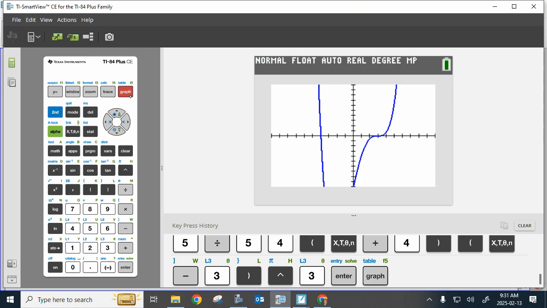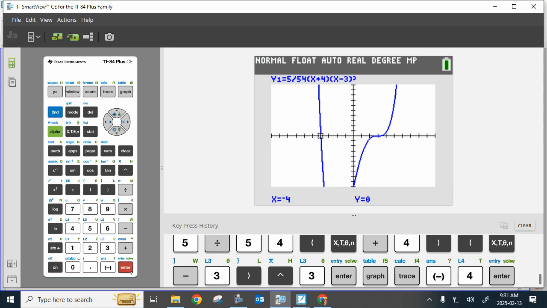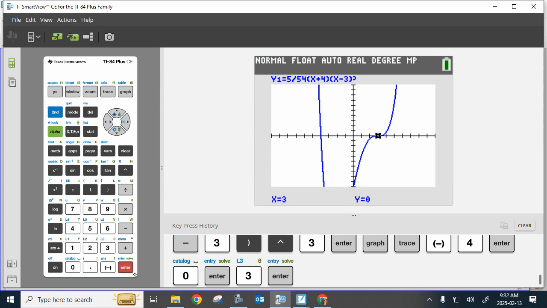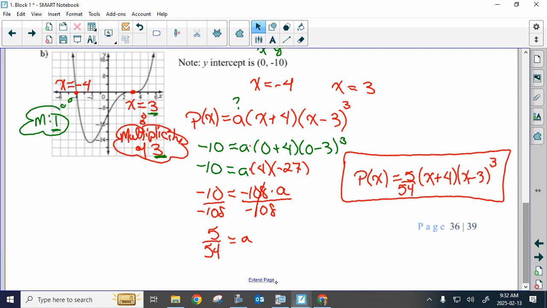Okay, I'm just going to trace some of these. Trace -4. Was that on the graph? Yep. Trace 0, -10, trace 3, and there's my multiplicity of 3. You can walk away from this question feeling entirely confident, and you know that you've gotten everything. Just notice that we use the y-intercept to find the a value. We don't tack on a constant in factored form. There's no such thing as constants in factored form.